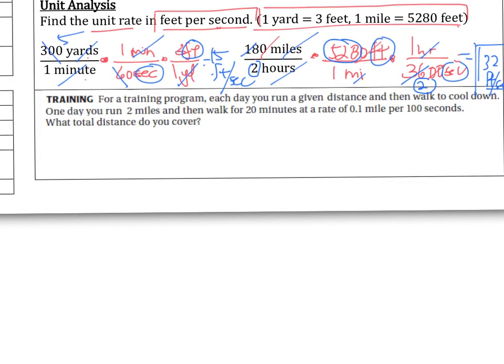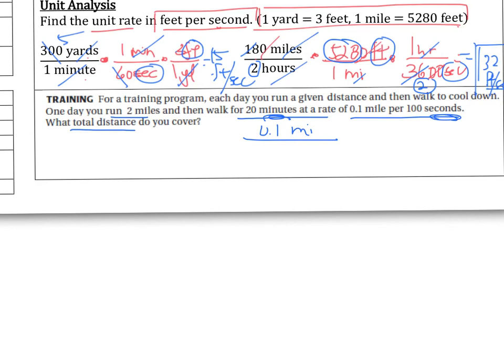Training. For a training program, each day you run a given distance and then walk to cool down. One day you run 2 miles, and then you'll walk for 20 minutes at a rate of 0.1 miles per 100 seconds. What total distance do you cover? Okay, I see that I have minutes here and I have seconds here. So I need to convert my rate so that they have the same units.